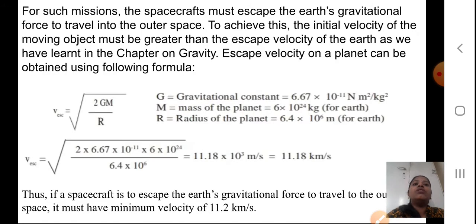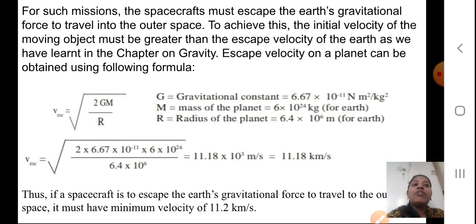Okay students, so for such missions, the spacecrafts must escape the Earth's gravitational force to travel into the outer space. You have studied about escape velocity, right? To achieve this, the initial velocity of the moving object must be greater than the escape velocity of the Earth, as we have learned in the chapter on gravity.